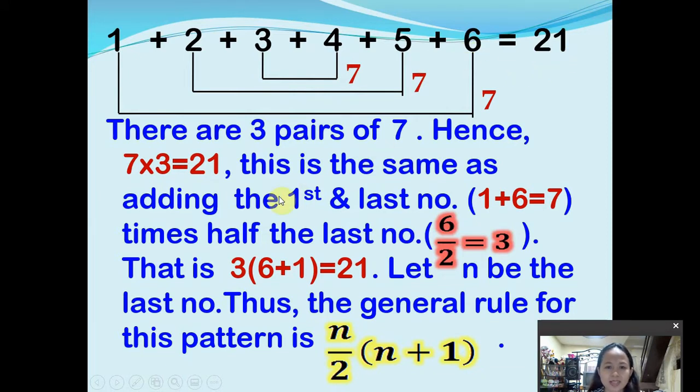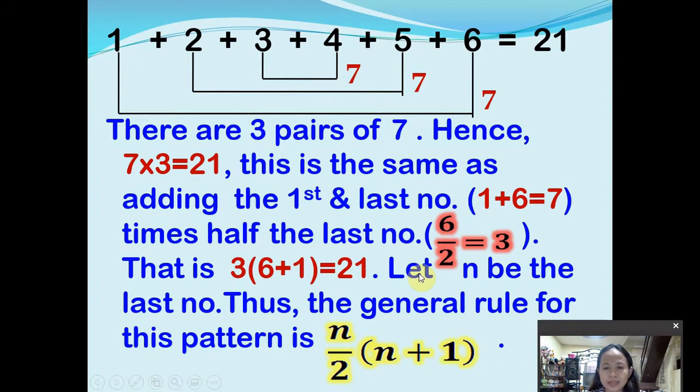So this is the same as adding the first and the last number, which is 1 plus 6 is equal to 7, times half the last number. What's the last number? That's 6. Half of it is 3. So that is 3 times 6 plus 1 is equal to 21. Is it correct? 6 plus 1, that is 7. Times 3, that's 21. So another way of writing 7 times 3. This is actually the sum, adding the last and the first number times half of the last number. So we come up with 21.